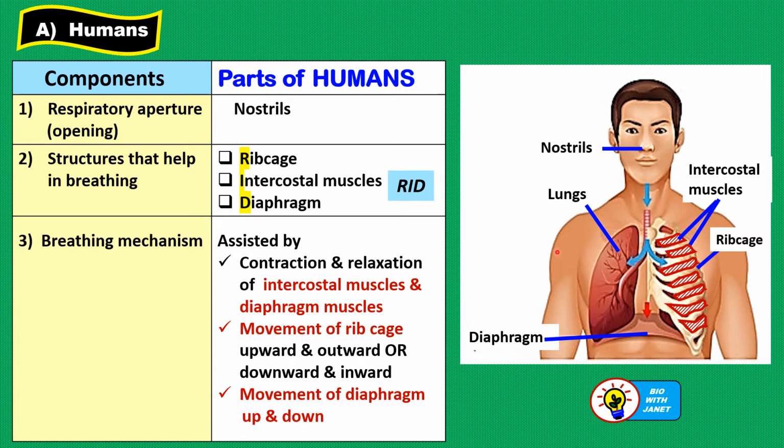Okay. Now the breathing, so think of the word RID, rib cage. Rib is RIB, but think of the word rib to remember the three structures involved in breathing: rib cage, intercostal muscles, diaphragm. Right? Now, breathing mechanism. Our breathing mechanism is assisted by the contraction and relaxation of these intercostal muscles in between the ribs and of the diaphragm muscles below here in the diaphragm. So the movement of the rib cage upwards and outwards or downwards and inwards is used in the breathing mechanism, and also the movement of the diaphragm, okay, upwards or downwards, also helps in the breathing mechanism. Let's find out more.